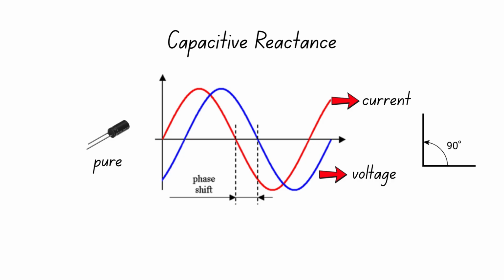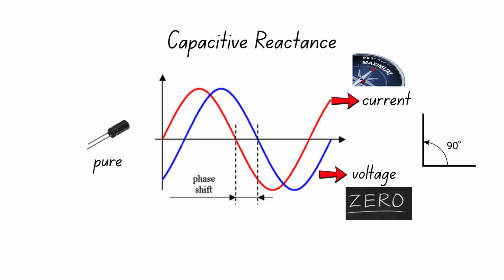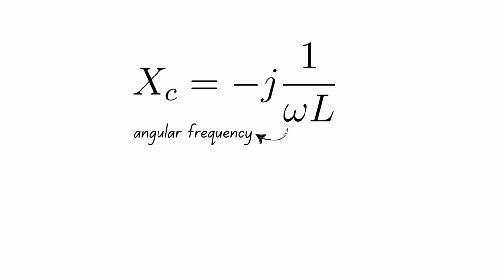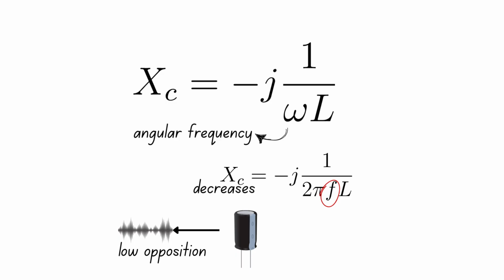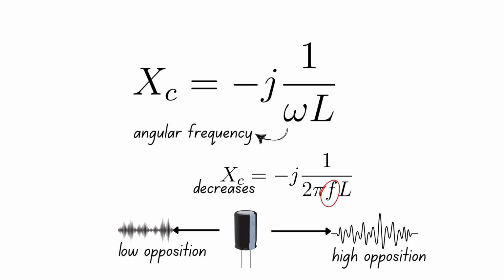So, when the current is at its maximum, the supply voltage is zero, and the fact that current leads the voltage implies that the current peaks before the voltage does. Omega is the angular frequency of the AC, so capacitive reactance decreases with increase in AC frequency. This tells us that capacitors offer low opposition to high-frequency signals while blocking low-frequency ones.